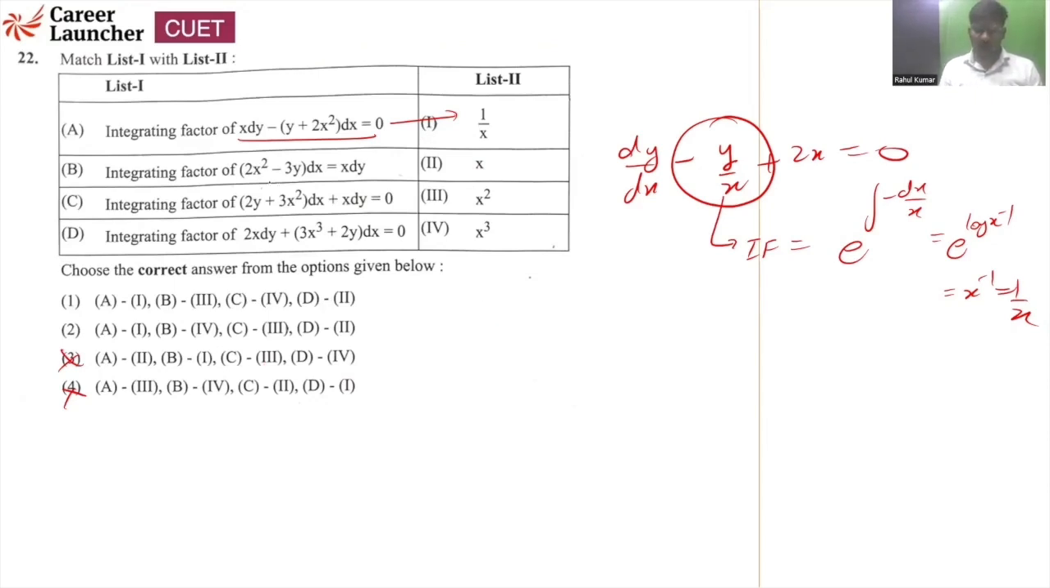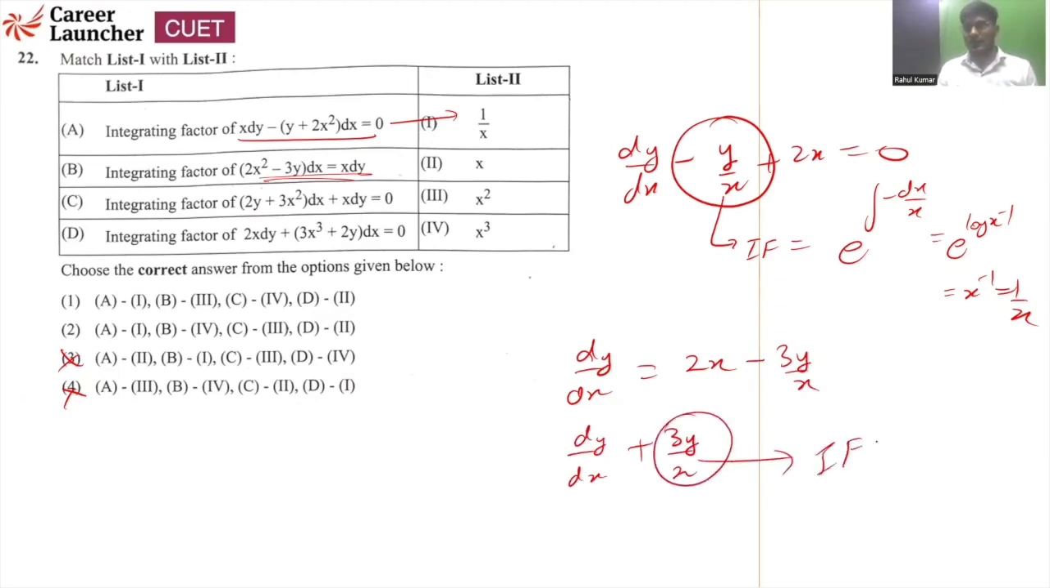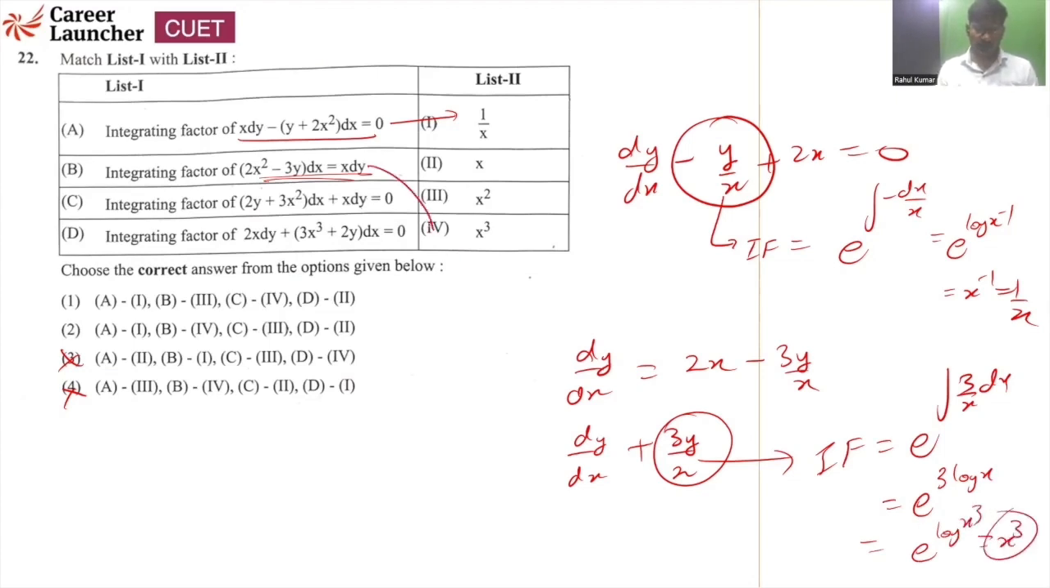Now the next will be given by the second one. If you solve this, you have dy by dx is equal to 2x minus 3y by x, which is dy by dx plus 3y by x. I'm only concerned about this thing. So the integrating factor will be e to the power integration of 3 by x dx, which is e to the power 3 log x, which is e to the power log x cube, which is x cube as the final result. So B is matching with the fourth one. So option 2 is the correct answer.